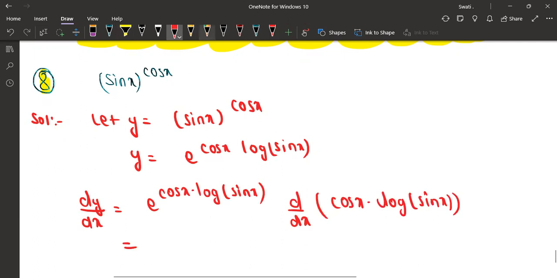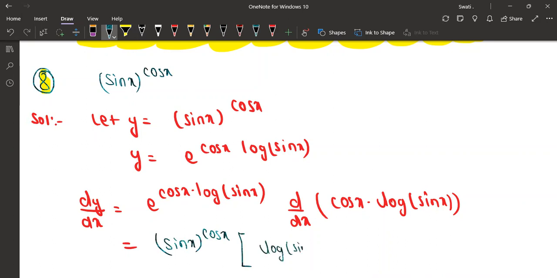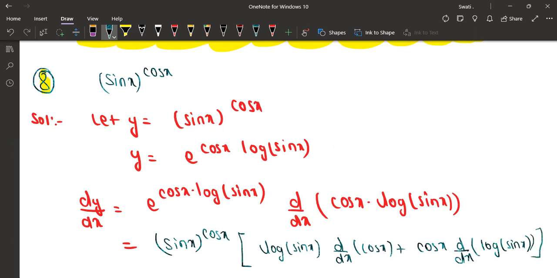And now this will become e raised to, we can just write down this function as it is, like in the question, the way it is written, that is sin x raised to cos x. And now here we will use the product rule. So simply we will write down log sin x as it is. Any one function we will keep constant first and we'll do the derivative of the other function, that is derivative of cos x, plus cos x as it is. And now we will do the derivative of log of sin x, right? And now we can close the bracket.